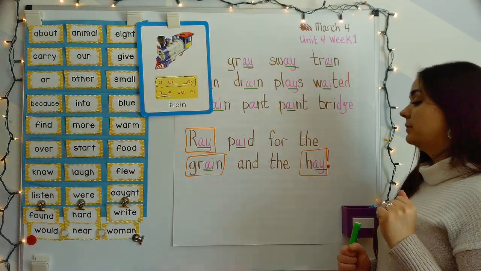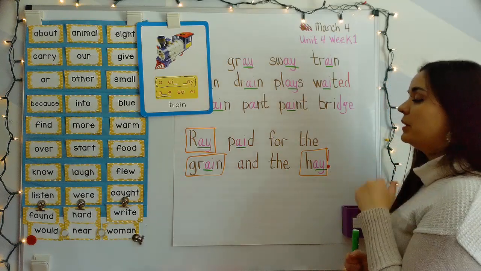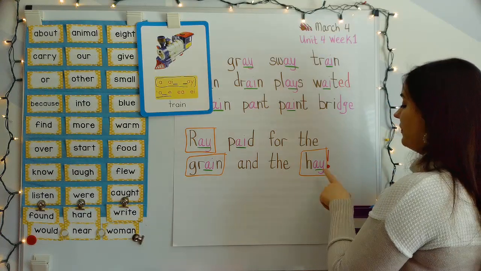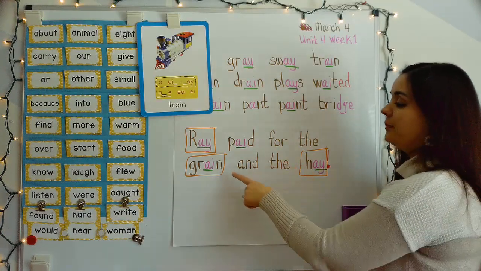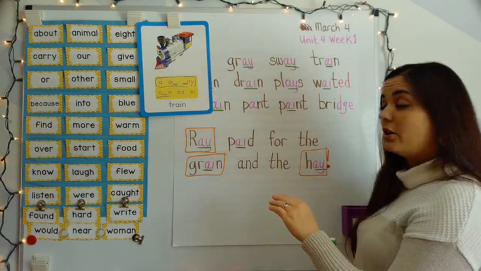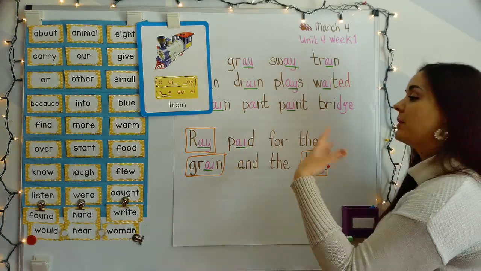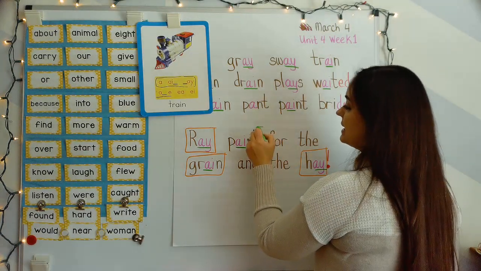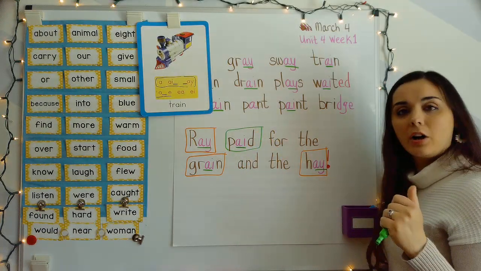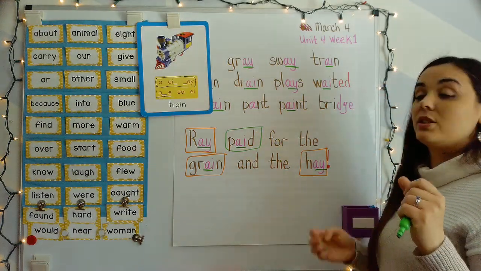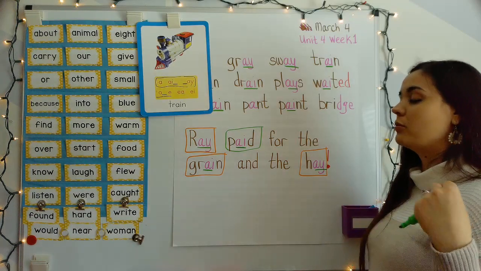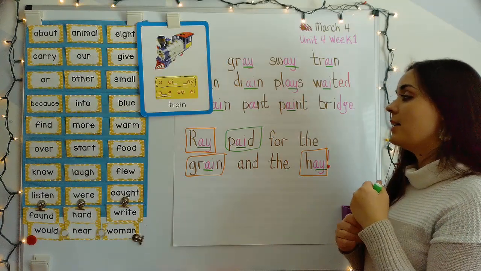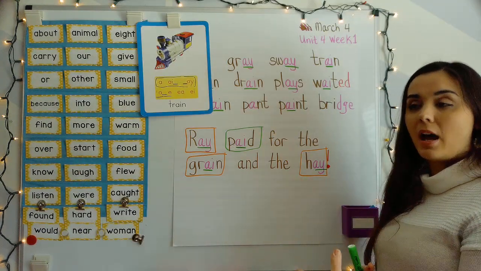And verb. We only have one verb in our sentence, and we know that the verb is what a noun is doing. So in our sentence, is the hay doing anything? No. Is the grain doing anything? No. Ray is doing something. So what is Ray doing? He is paying for the grain and the hay. And since it is the word paid, it means that it already happened. If it was just the word pay, it would be Ray is going to pay for that grain and that hay. Or if it was pays, this is happening right now, like Ray pays for that.